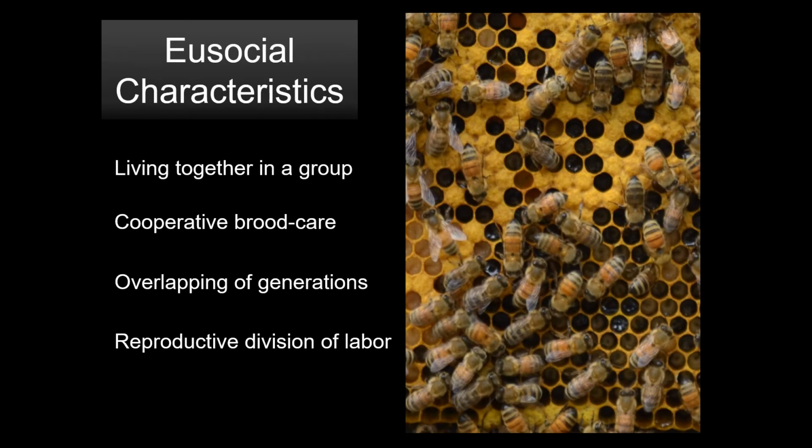In this chapter, we'll look at the eusocial characteristics of the honeybee. Honeybees are classified as eusocial, as are some other insects in their order, like ants and wasps. Eusocial insects have these four characteristics. They live together in groups, they share in brood care, they have continual overlapping generations, and they have reproductive division of labor where not all members reproduce. Let's take a look at these closely.